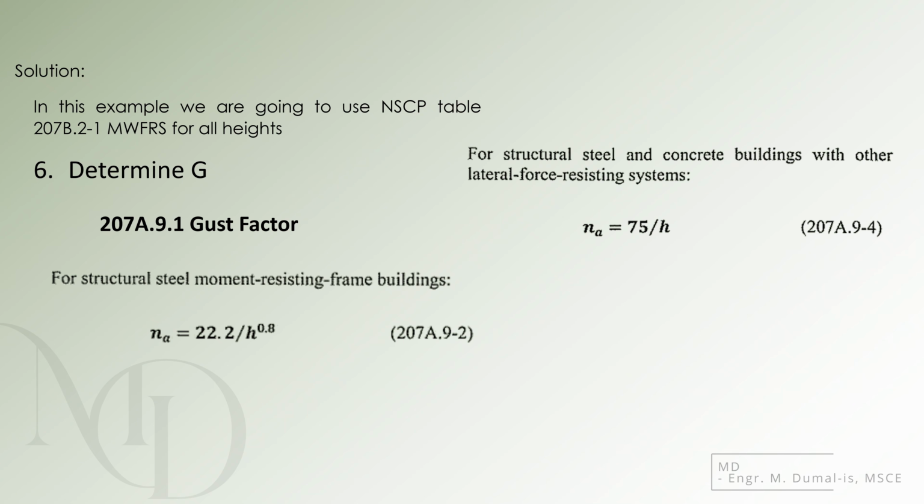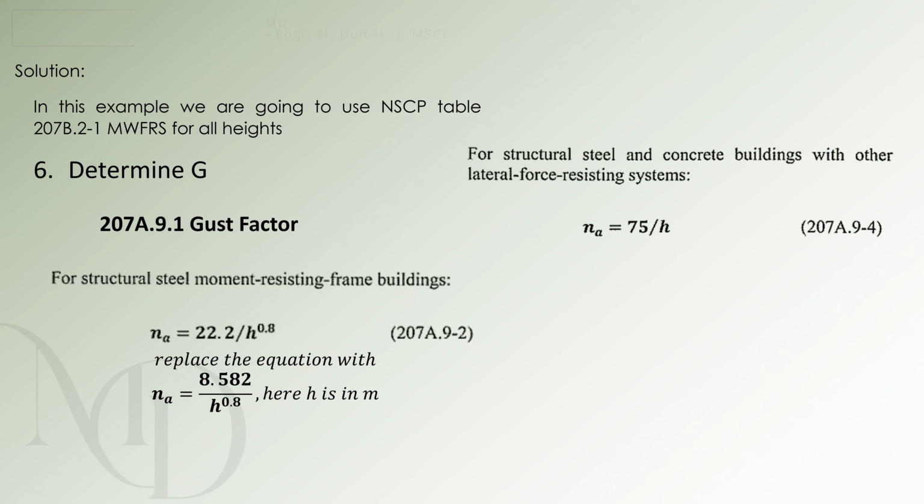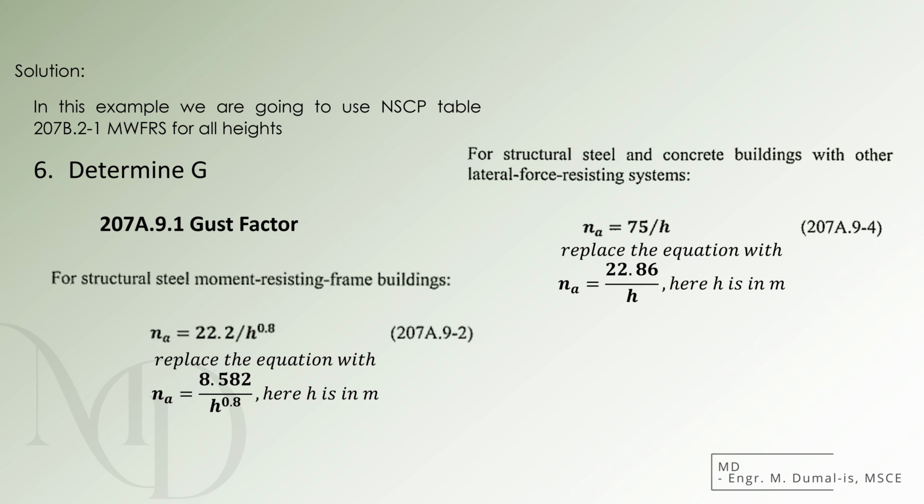Instead of converting the height into feet, another option is to simply revise the equation itself, rewriting it so that the height is expressed directly in meters. So the first equation, n sub a, which is 22 over h raised to 0.8, can be rewritten in terms of meters. After adjustment, it becomes 8.582 divided by h raised to 0.8. The second equation, 75 over h, can also be adjusted. When expressed in meters, it becomes 22.86 over h, where h is now taken in meters.